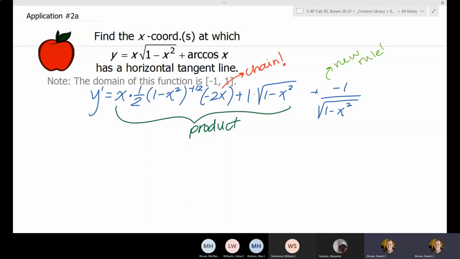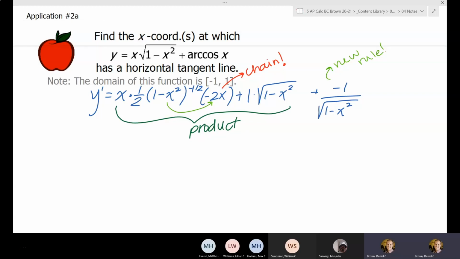So there's my unsimplified derivative. I had the first times the derivative of the second. So 1/2 came down in front, the new exponent is negative 1/2, times the derivative of the inside, which is negative 2x, plus the derivative of the first times the second, and then plus the derivative of our cosine, which is negative 1 over the square root of 1 minus x squared.